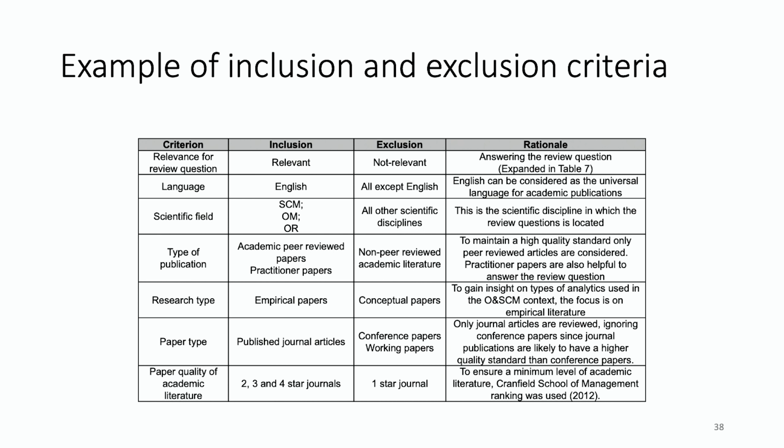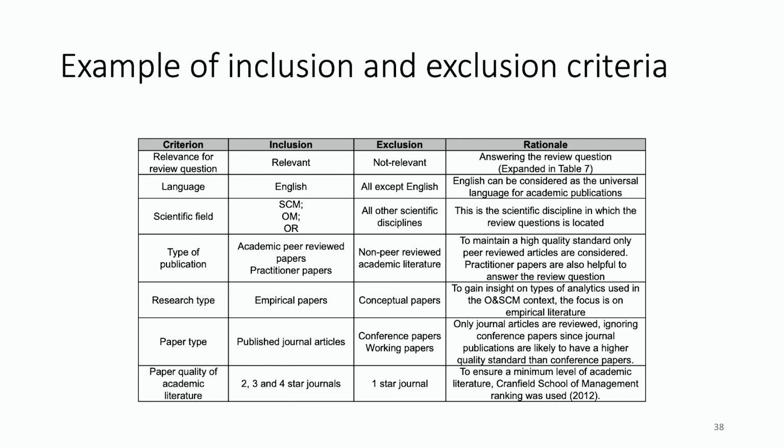Some of the common selection criteria are language, the field, the type of publication, the research type, the paper type, and the paper quality. I just mentioned a few of them, but here's an example of the exclusion and inclusion criteria that I used. For example, I had relevance to the review question. That was a specific set of questions. Then language, and scientific field; I was looking at a very specific field. I was looking at only peer-reviewed papers and some practitioner papers.